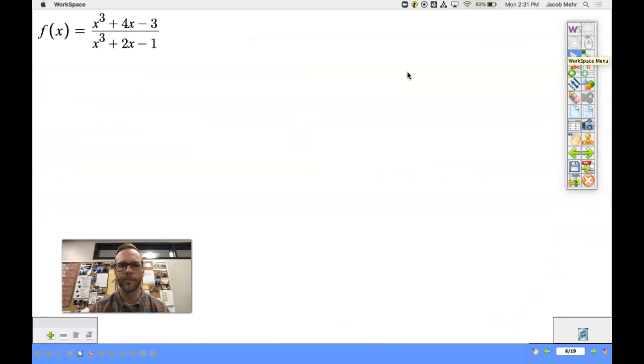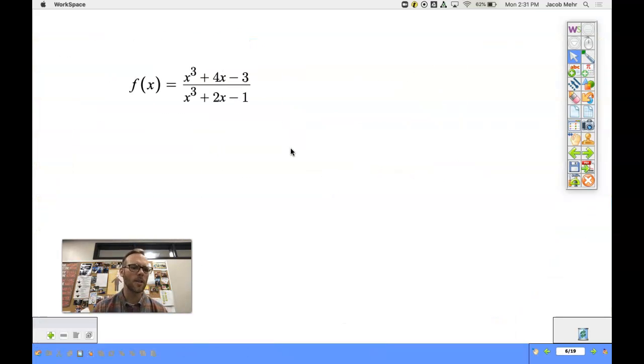As I look at this function, as x gets really big, and I'm not talking like 70, I'm talking like 70,000. I'm talking about 7 million. As x gets really big, do you think this minus 3 and this minus 1 is going to have a major impact on the value of the numerator and denominator? If x is a million cubed plus 4 million minus 3, are you going to notice that minus 3? No, you're not. Same with this minus 1. So let's just ignore the minus 3 and the minus 1.